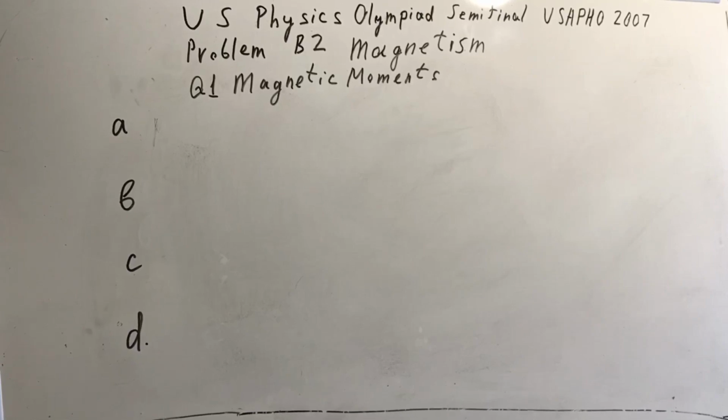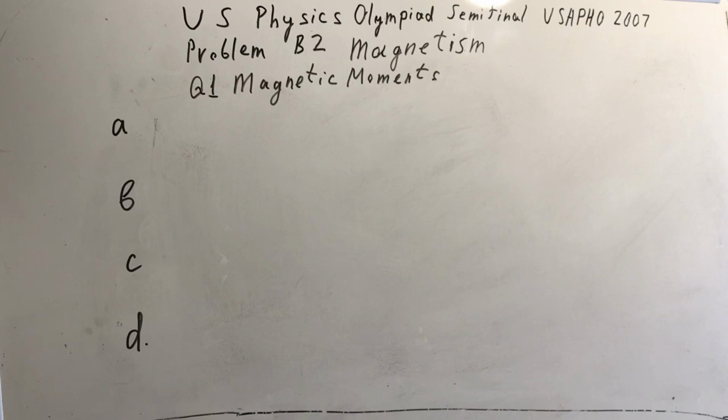Problem B2. That's about magnetism. Question 1. Magnetic moments. A model of the magnetic properties of materials is based upon small magnetic moments generated by each atom in the material. One source of this magnetic moment is the magnetic field generated by the electron in its orbit around the nucleus.